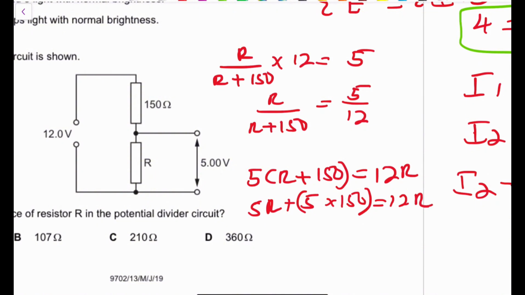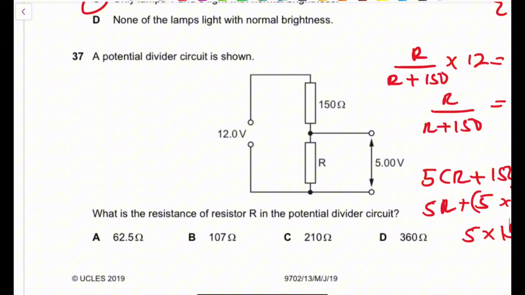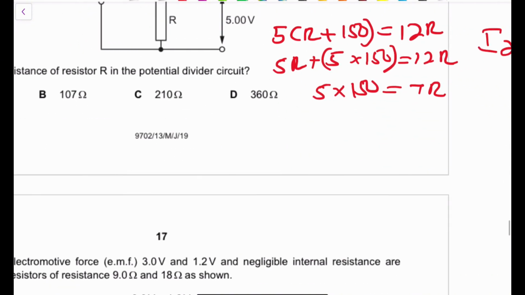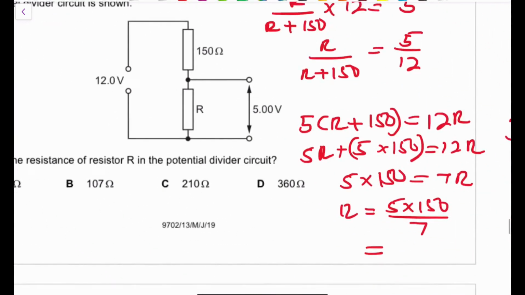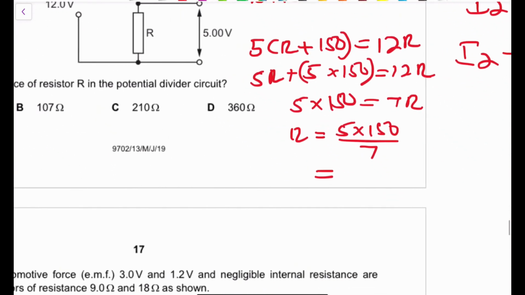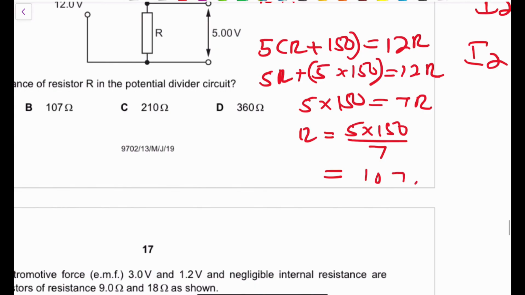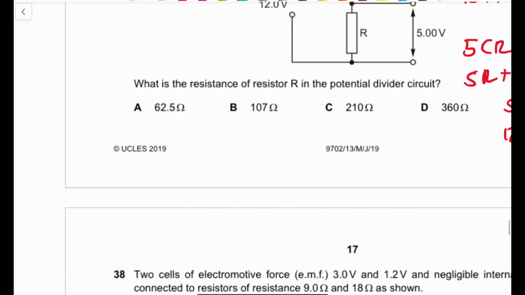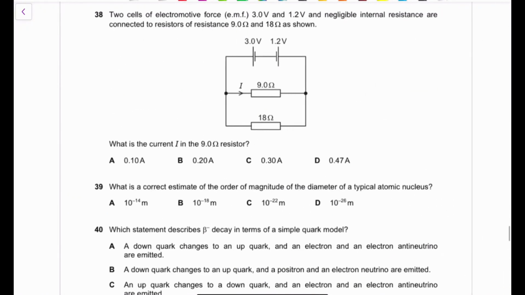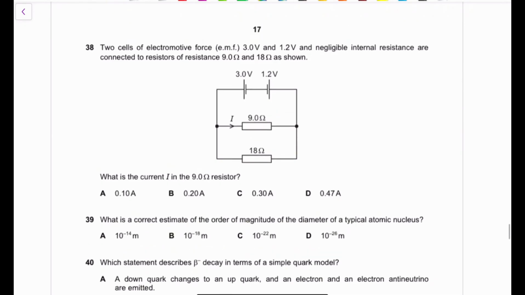Okay, 12R minus 5R, that's going to be 7R, which is equal to 5 times 150. So your value of R is going to be 5 times 150 divided by 7. So for question 37, the answer is going to be 107 ohms, and the answer is going to be B. Very important.